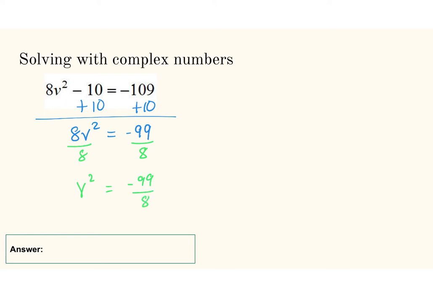Can't actually simplify that, so I'm just left with negative 99 over 8. Now I have to take the square root of this number, and because it's a negative, I am going to end up with some imaginary numbers. So I am going to end up with v equal to plus or minus whatever the square root of 99 over 8 is. I do need to rationalize this, so we're going to look at how to simplify the square root of 99 over 8.